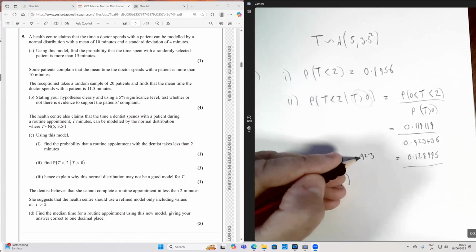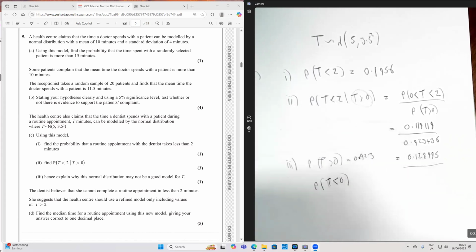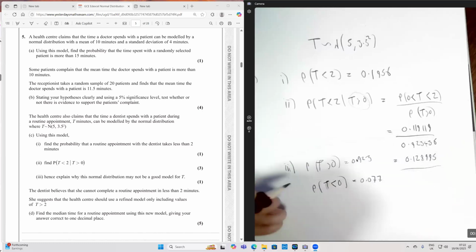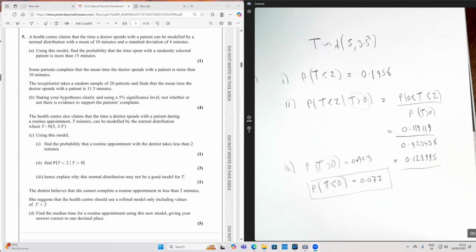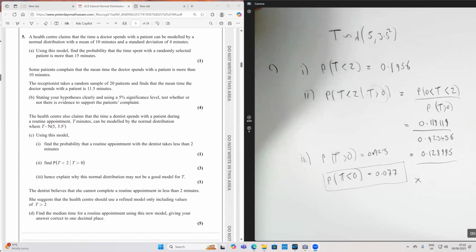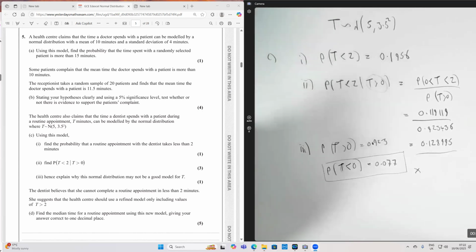Because the probability of t is greater than 0 is 0.923, that would rather suggest that 1 minus 0.923, in other words 0.77, is the probability, according to this distribution, that the dentist spends less than no time, which makes no sense. So that is nonsensical, and that's why this model might not be appropriate.